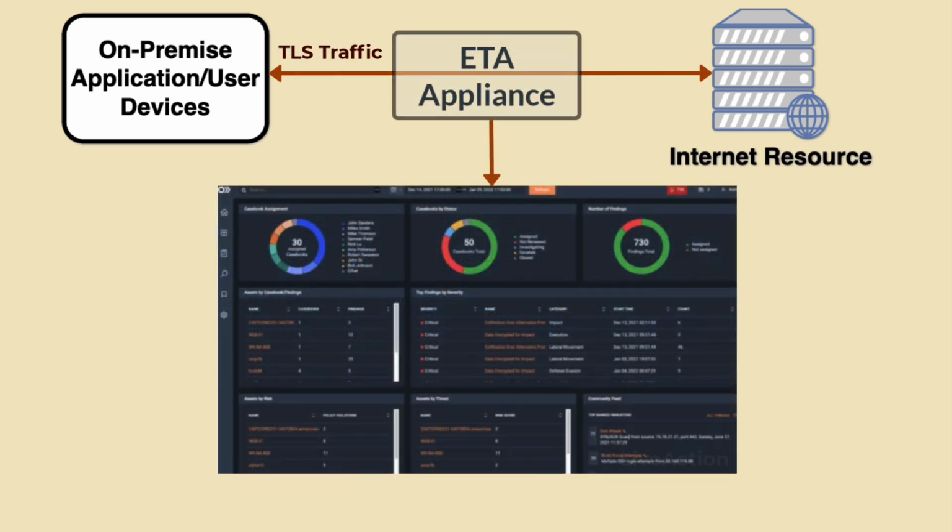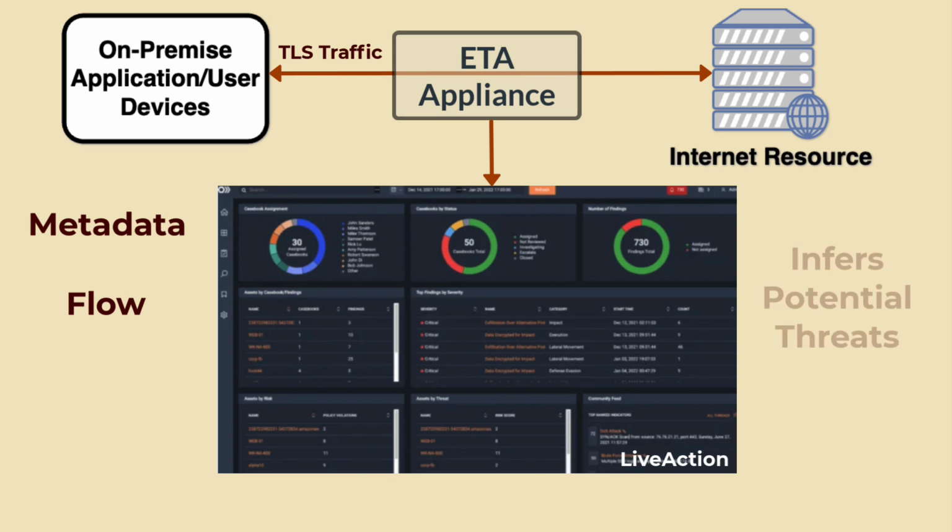Encrypted traffic analysis (ETA) is another emerging solution that focuses on analyzing metadata and flow characteristics rather than decrypting traffic. By examining patterns such as packet size, timing, and destination addresses, ETA tools can infer potential threats, such as data exfiltration or command and control (C2) communications, even within encrypted sessions.